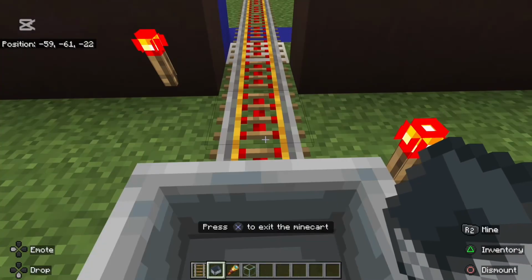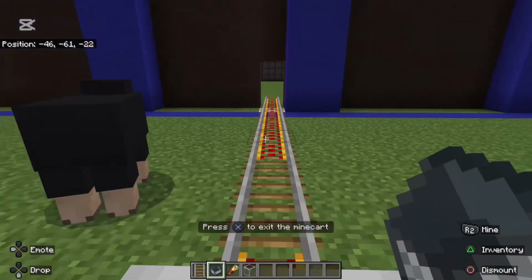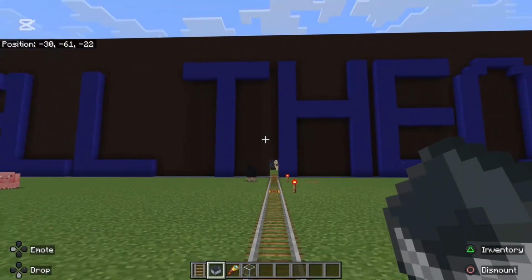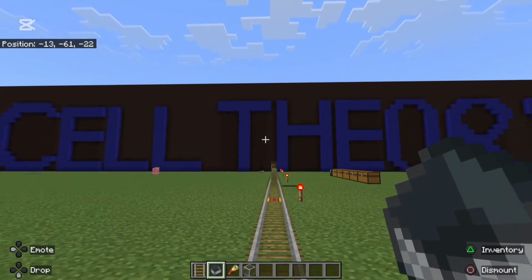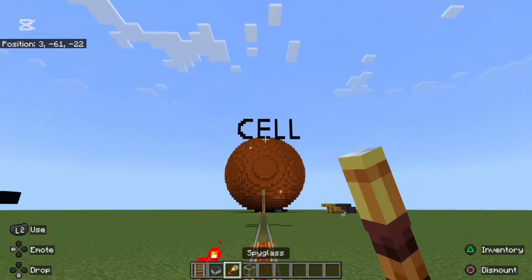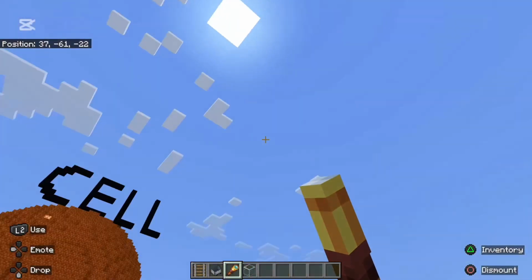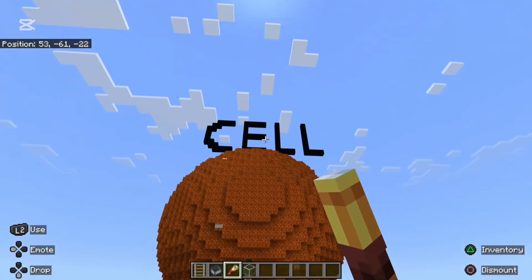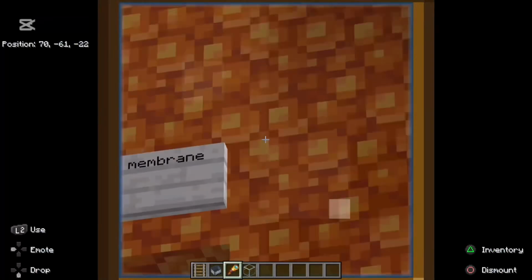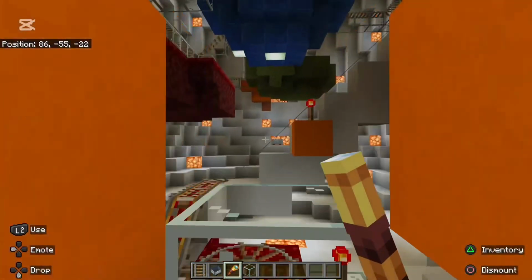Enjoy the ride. It's a roller coaster. Cell theory. Wait, what? What the heck? Is that a cell? Cell membrane? What? Wow, this looked like it took a very long time.